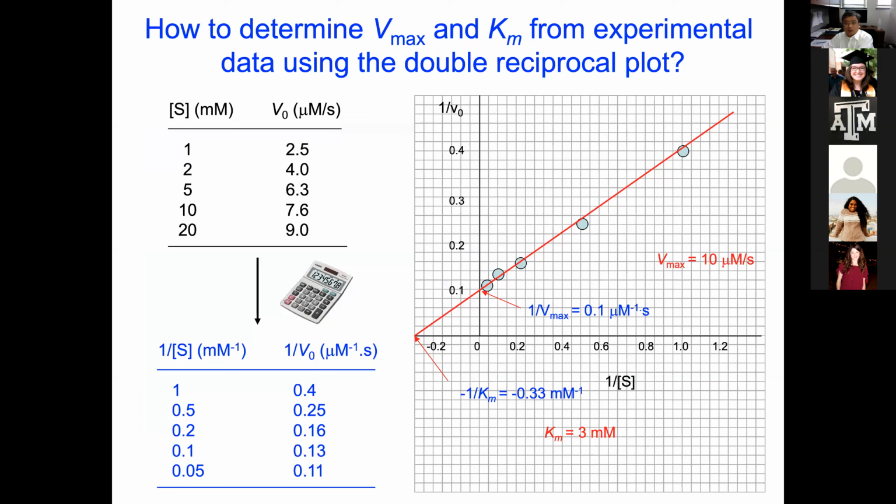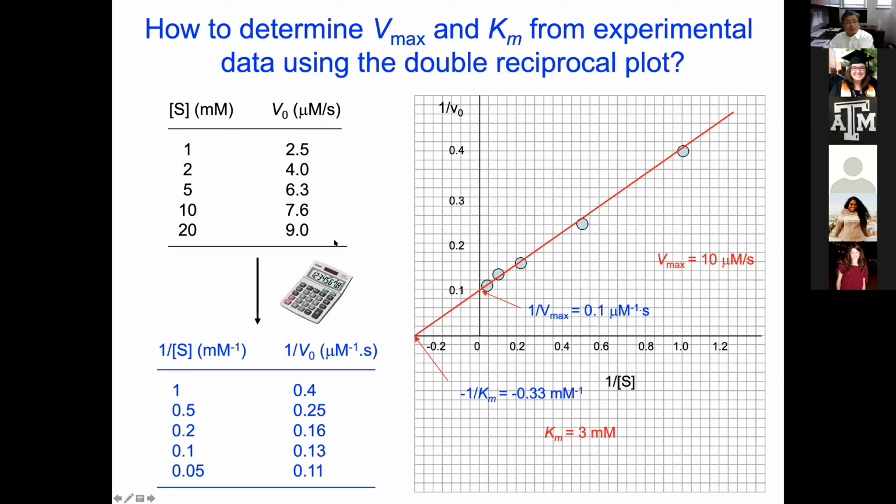So now I'll give you an example to see how we apply this double reciprocal plot to figure out the Vmax and Km of an enzyme catalytic reaction. These are some of the data we observed, for example, through an experiment. That is the substrate concentration in millimolar: 1, 2, 5, 10, 20. And that is the velocity of the reaction in micromolar per second: 2.5, 4, 6, 7.6, 9.